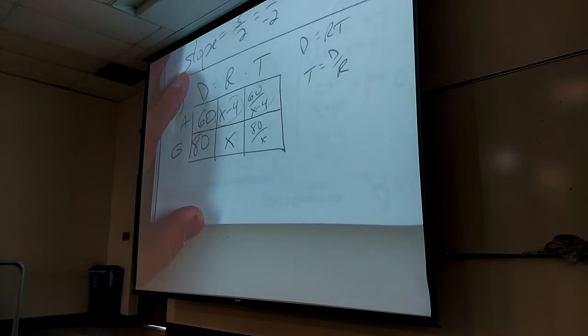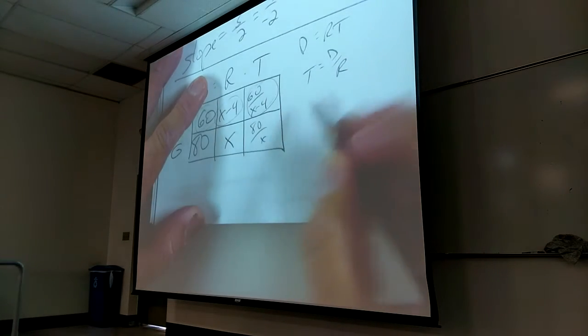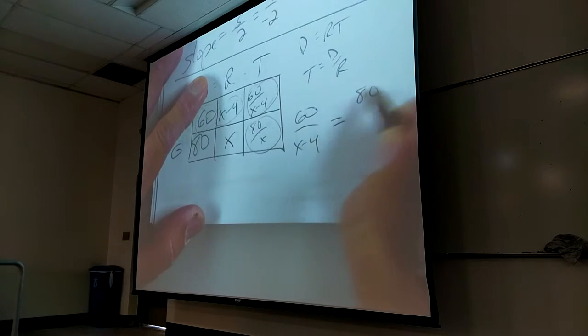60 over. And what does this problem say? It says that the times are the same. It's the same time. So how do I get an equation then? This time equals this time.